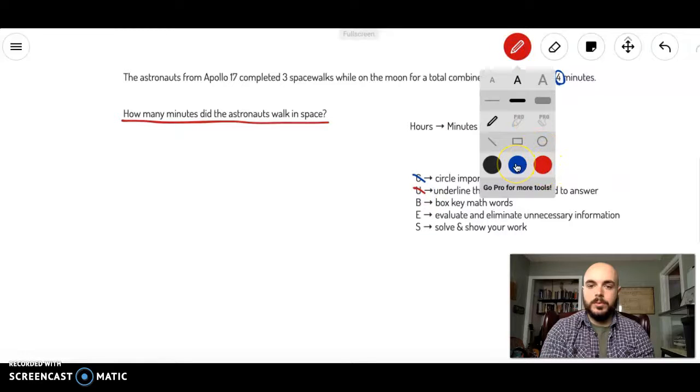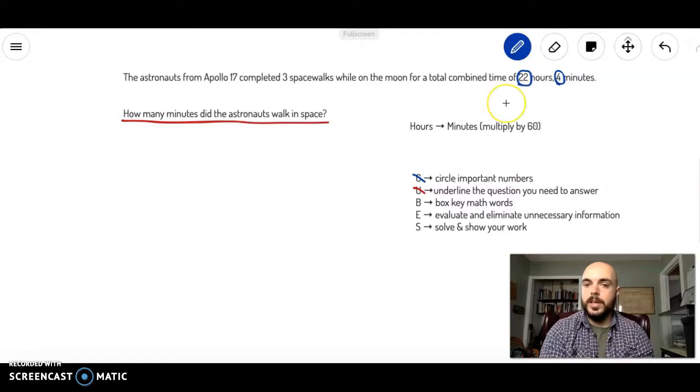Next, I'm going to use my blue. I wish I had a different color, but that's okay. And I need to box my key math words. The astronauts from Apollo 17 completed 3 spacewalks on the moon for a total combined time. Okay, total means all of it, and combined means this has already been added. So I'm going to box that because that's important for me to know before I do anything else.